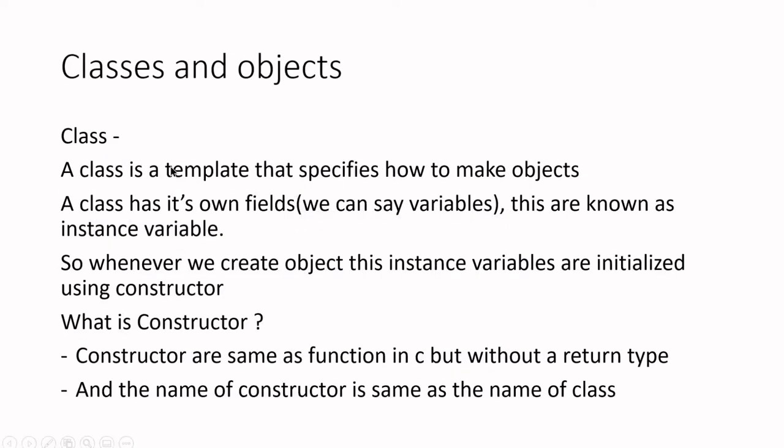So let's see what is class and object. A class is a template that specifies how to make an object. It is a blueprint. A class has its own fields. These are known as instance variables. The variables are also known as class variables. So whenever we create an object, these instance variables are initialized using a constructor.